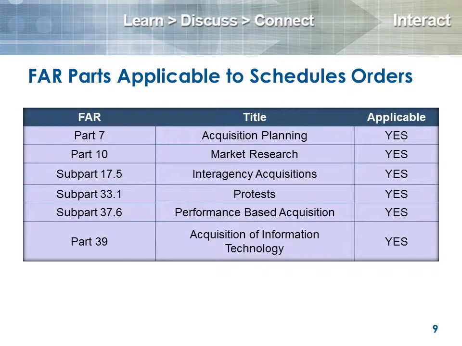But that was ancillary to the purpose of the requirement and the dollars that were being spent, all right? And so when we talk about parts of FAR that are applicable to schedules, Part 7 and Part 10 are always going to be applicable to every requirement that you have in government, no matter what the vehicle is that you use. And when I say that it's always going to be required, it's because we do acquisition plans.